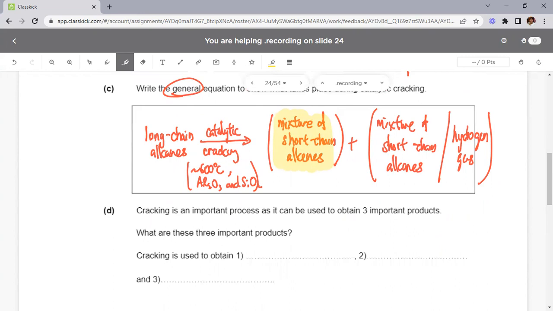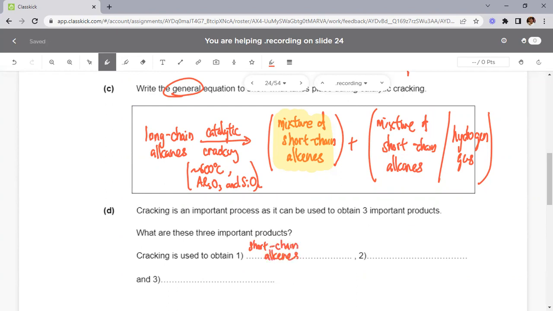So why exactly do we do cracking with the long chain hydrocarbons? The first thing is that we learn about cracking so that we can produce our short chain alkenes, short chain alkenes.